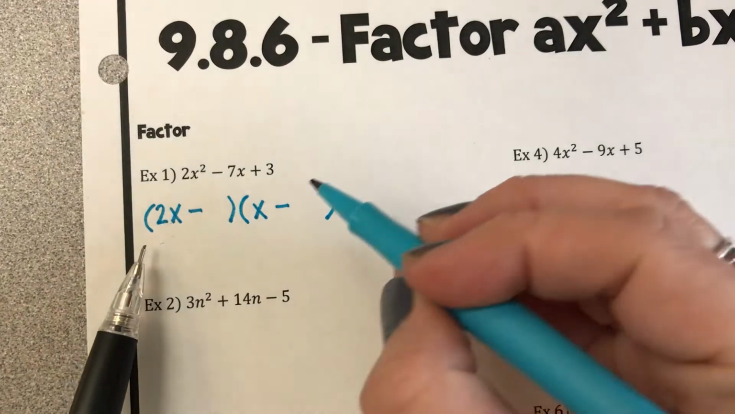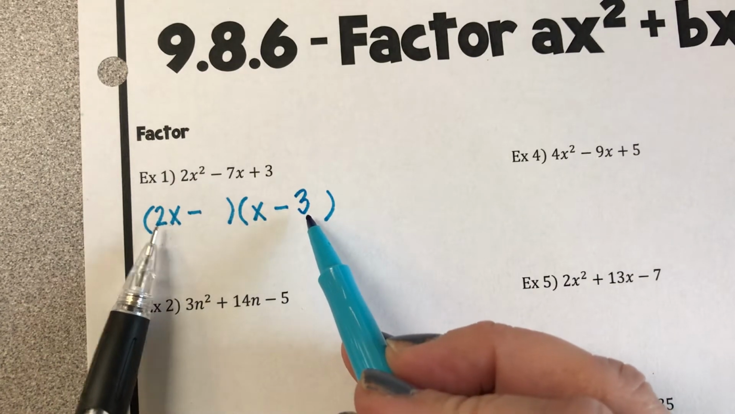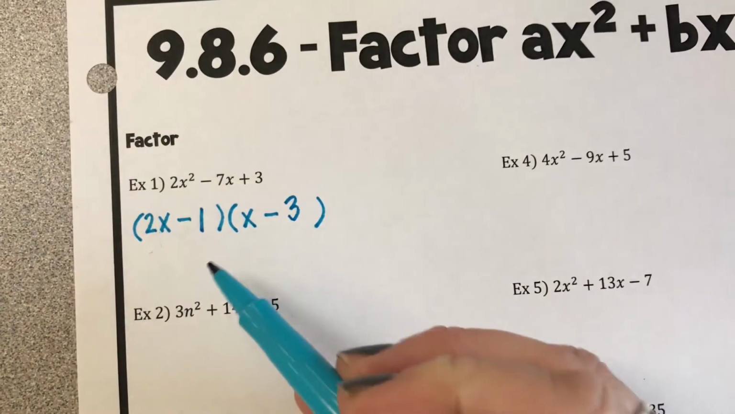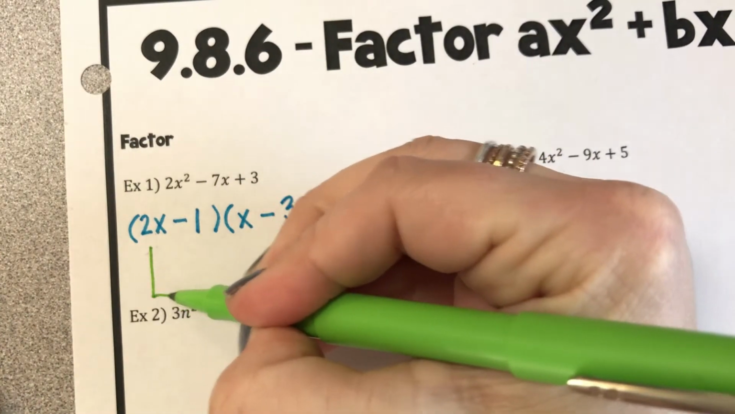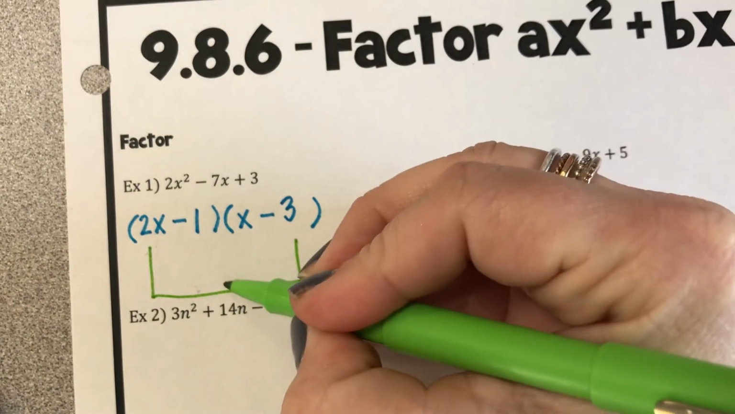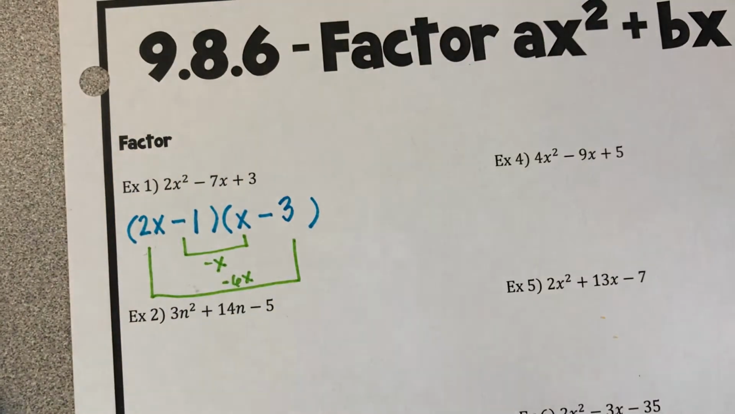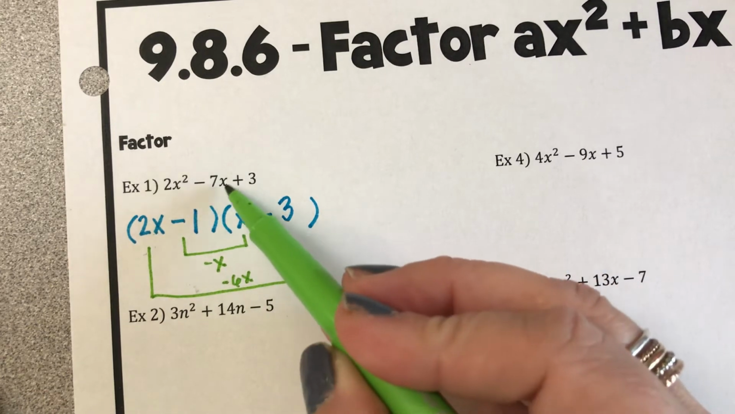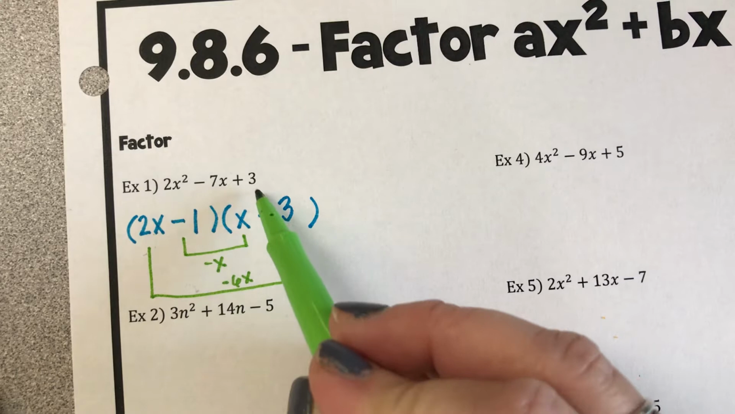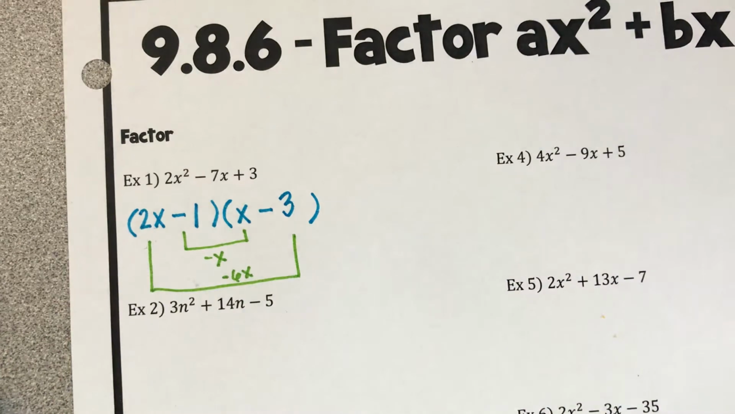So if I put the 3 here, which this is going to be correct, right? That gives me -6 and then 1. So I need to check my outside products and my inside products. So 2x times -3 is -6x. -1 times x is -x. What's -6 and -1? -7, which is what I want. So -1 times -3 is +3. And then I have -6 minus 1 is -7x in the middle.